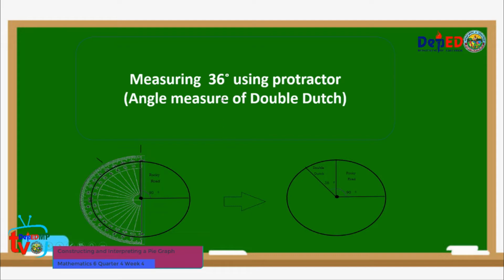Next, measuring 36 degrees using a protractor. Angle measure of double Dutch. So put the 0 here, line it to the 90 degrees, mark a line outside the circle. So 0 degrees, 10, 20, 30. In between 30 and 40 is 35. Then another one higher. Okay, so this point is the 36. Then mark a line outside the circle. The output is this one. Label it double Dutch 36 degrees.